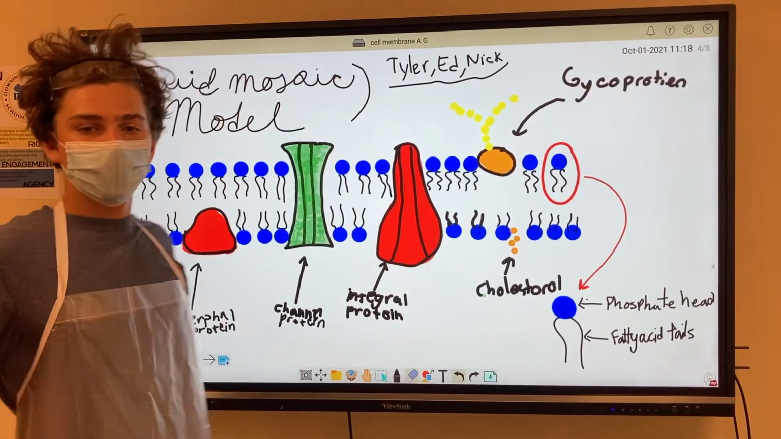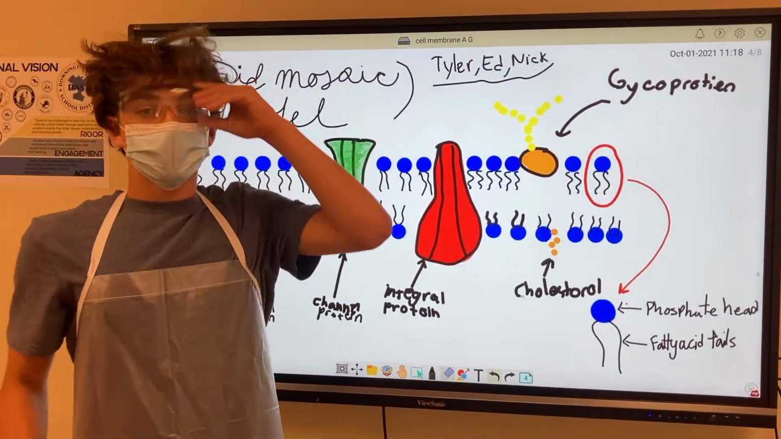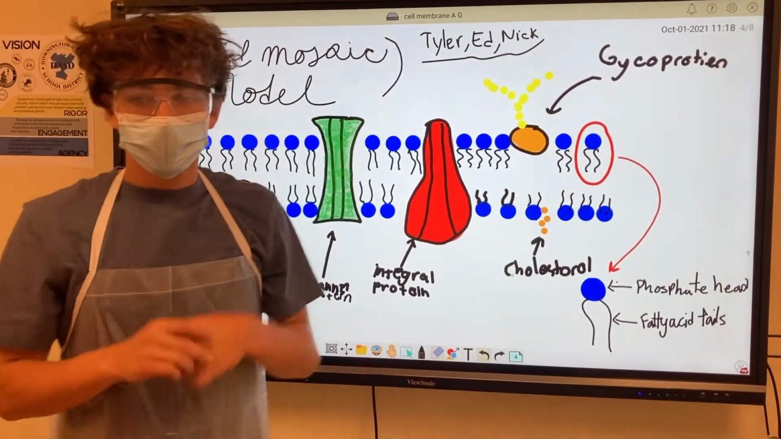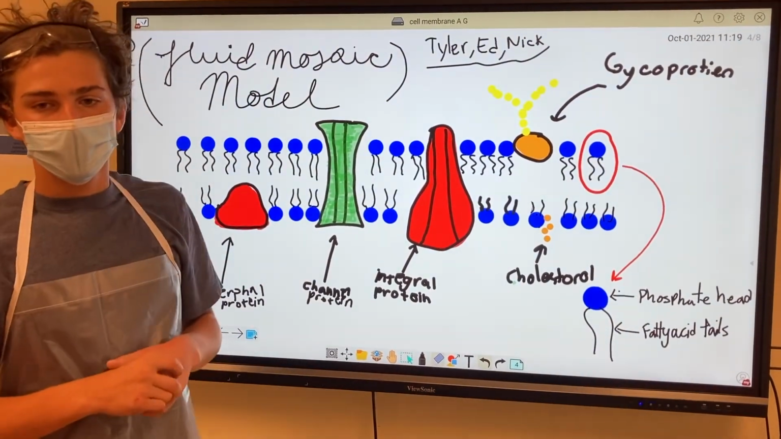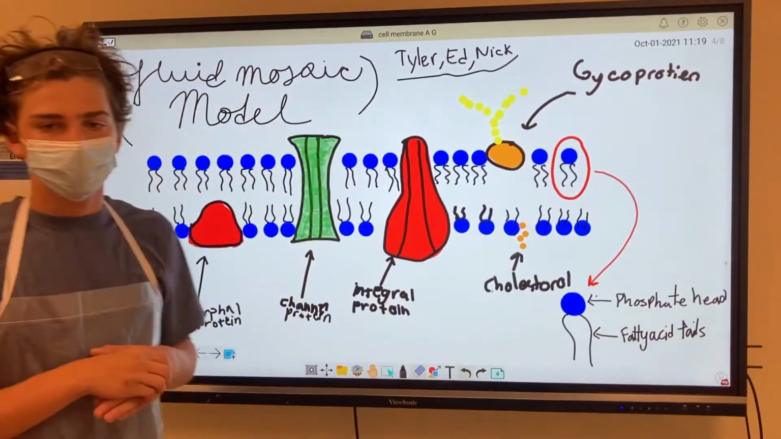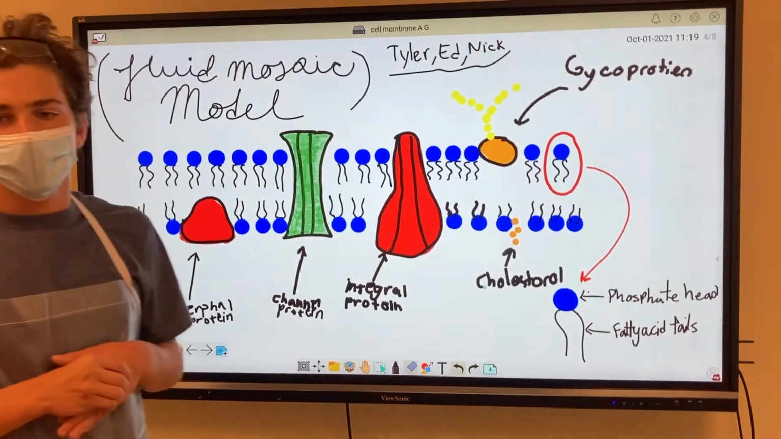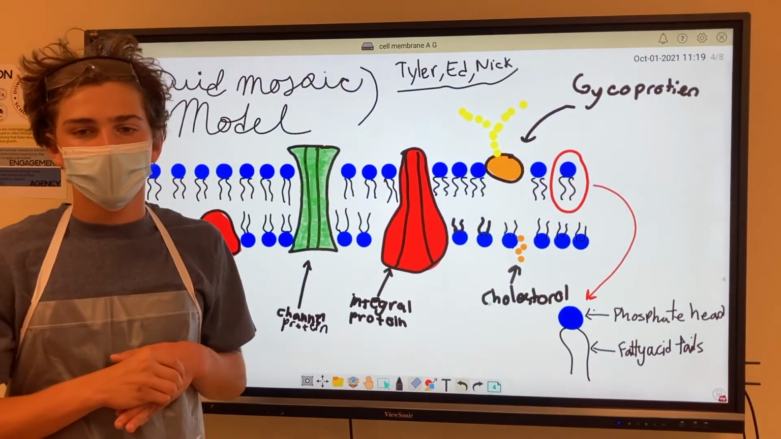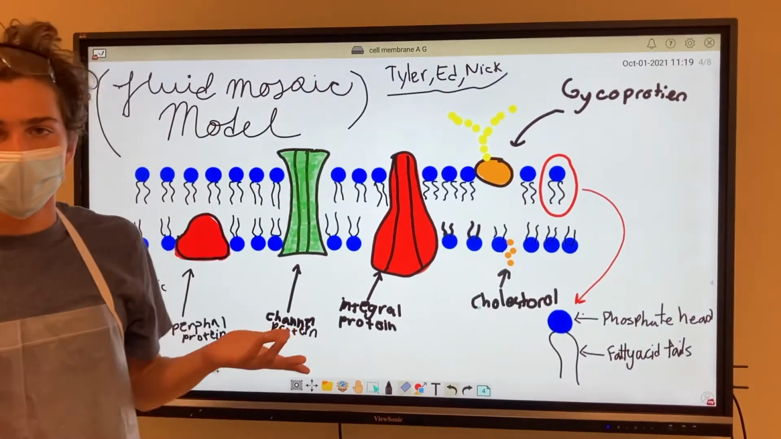Peripheral proteins are located on the surface of the cell membrane, right here. The specific sequence of amino acids that they contain allows them to attract the phosphate heads of the phospholipid molecules. Peripheral proteins are capable of attaching and detaching themselves from the cell membrane, and they do not make their way into the hydrophobic section of the cell membrane like the integral proteins do.